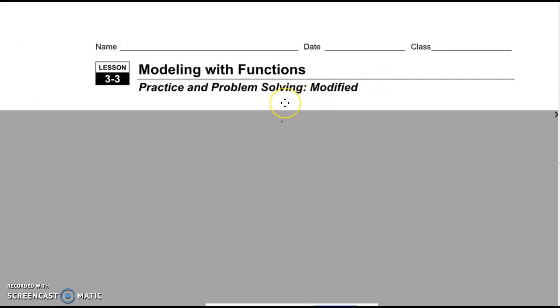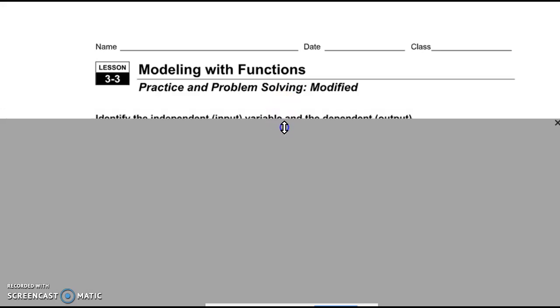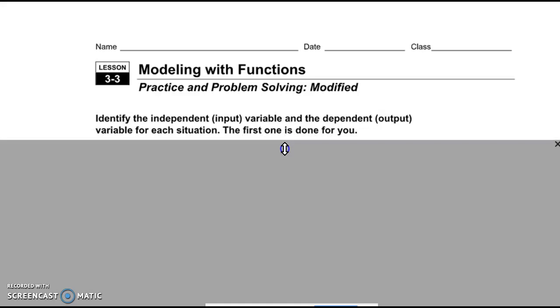And we will be working with this maybe a little bit in geometry, but a whole lot in Algebra 2. So just hang in there. All right, so now we're going to talk about another name for the input variable, and it's called the independent variable. And then the output variable is called the dependent variable.